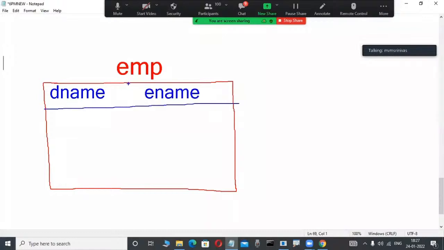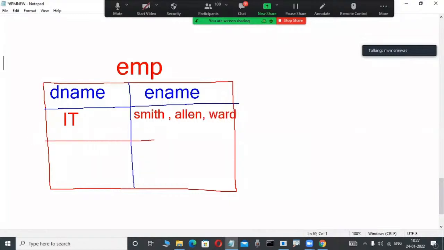Don't worry. Now check it out. Here the department name is there. These are columns: D name and E name are columns. EMP is a table. For example, I'm representing it like this. Here IT is a department, that is the data. In this department, 3 employees are working. Slowly observe here, very interesting. Smith is an employee, for example. Alan is an employee, comma. Ward is an employee, for example. I am representing that 3 employees are working in this IT department.